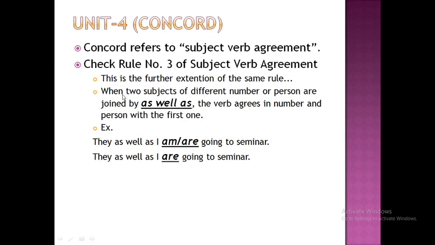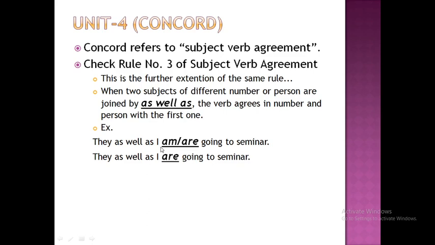This extension is the further explanation of the same rule. There, in rule number 3, I mentioned singular subjects, but here, when two subjects of different number or person are joined by "as well as", the verb agrees in number and person with the first one. Nothing is wrong there, but it is explained clearly here in the form of a sentence, because the singular form mentioned there can create confusion. That's why I explained this one here.